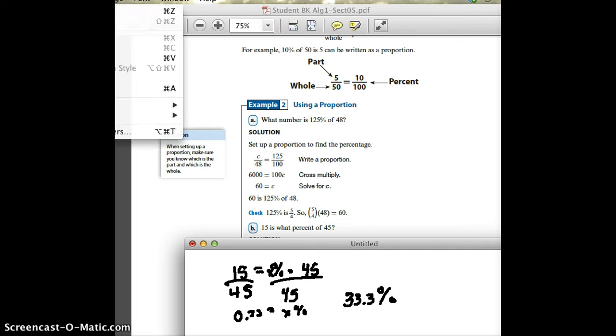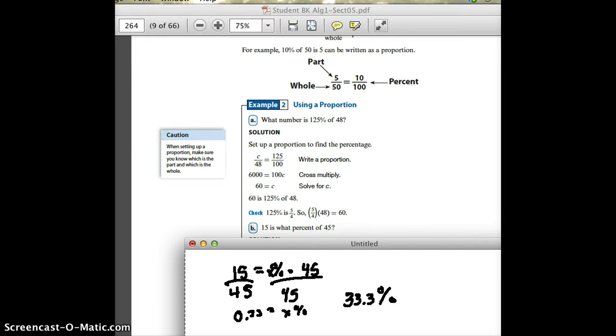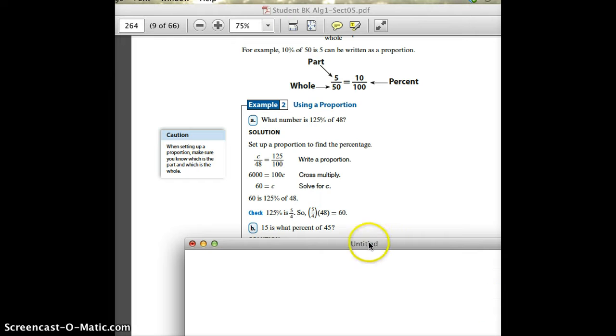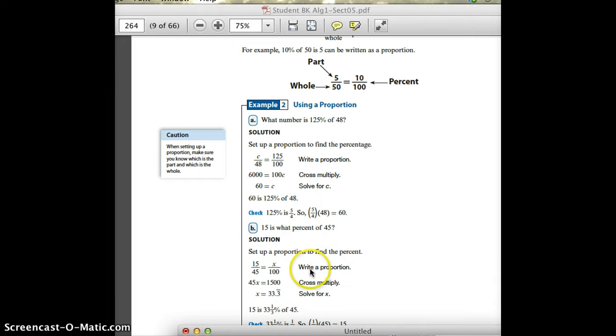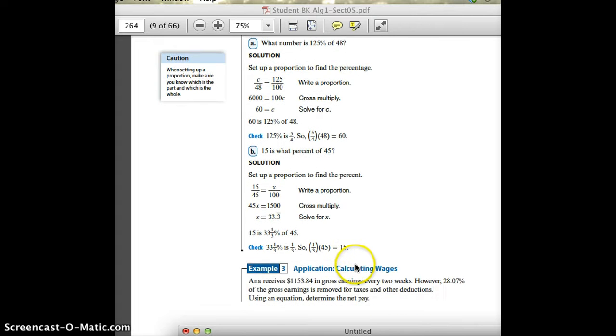Okay, for the proportion that they were doing on this one, let's see how they set it up. So they said 15 is what percent of 45. So 15 over 45 is equal to, you're looking for the percent. It's out of 100, right? So cross multiply, same thing, 33.3333.